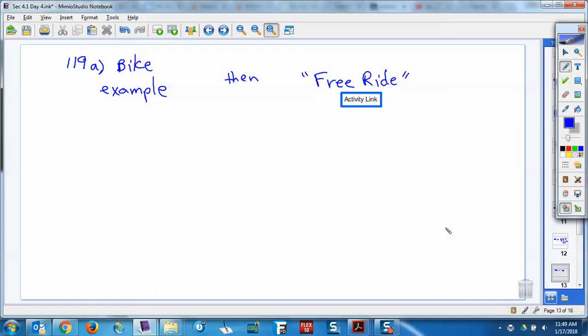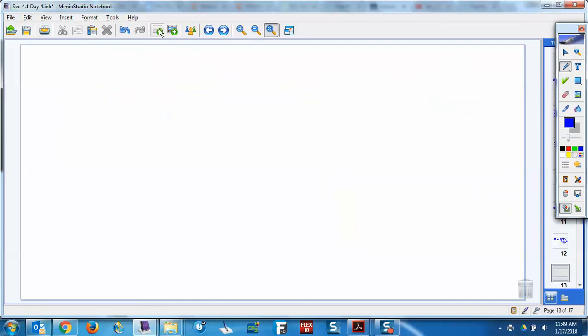All right, let's pick another one. Let's get a linear and angular velocity one going here. Let's go to 112.